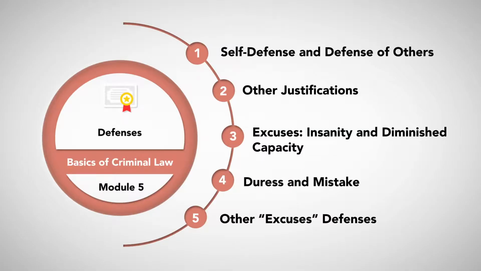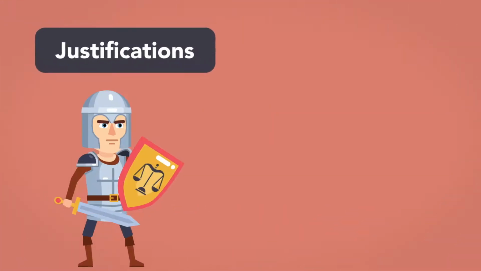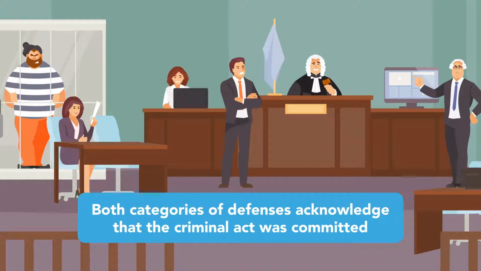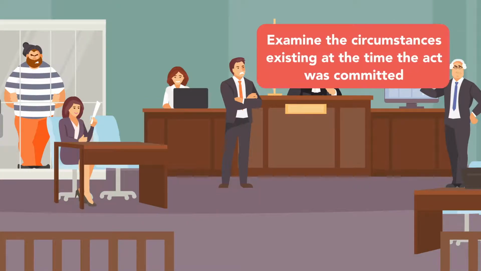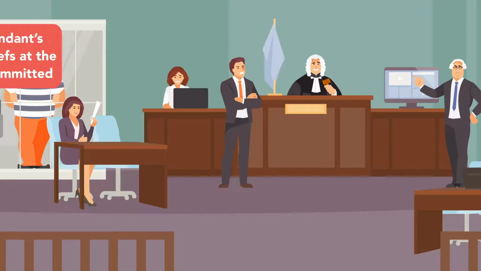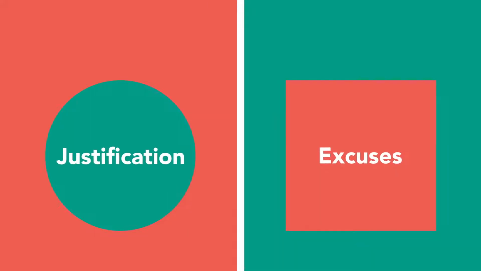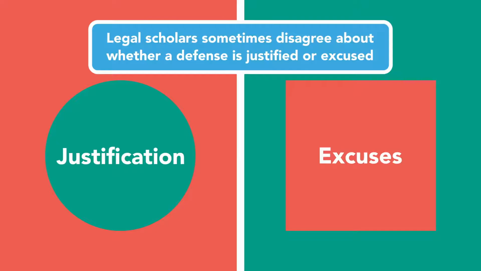Legal defenses fall into two broad categories: justifications and excuses. Both categories of defenses acknowledge that the criminal act was committed. Justification defenses examine the circumstances existing at the time the act was committed, and excuse defenses examine a defendant's mental state or beliefs at the time that the act was committed. Not every defense fits perfectly within one category or the other, and legal scholars sometimes disagree about whether a defense is justified or excused.